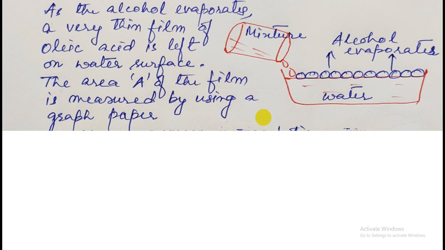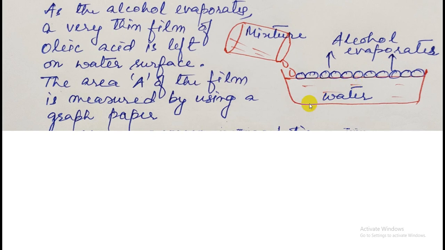And from this mixture we start pouring the mixture dropwise over the surface of water, which is taken in a broad container as shown here. Now this surface contains the mixture which has oleic acid and alcohol. Alcohol being volatile, it will evaporate immediately, leaving the oleic acid molecules which are stretched over the surface of water. So we are left with only oleic acid molecules.